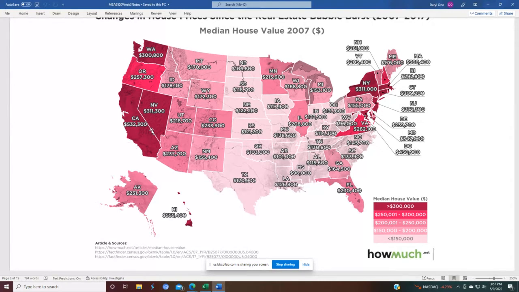But this heat map is good. This is a good map to show housing prices. The heat map is a perfect depiction of housing prices based on this spectrum right here. You can see where my cursor is pointing based off that spectrum.